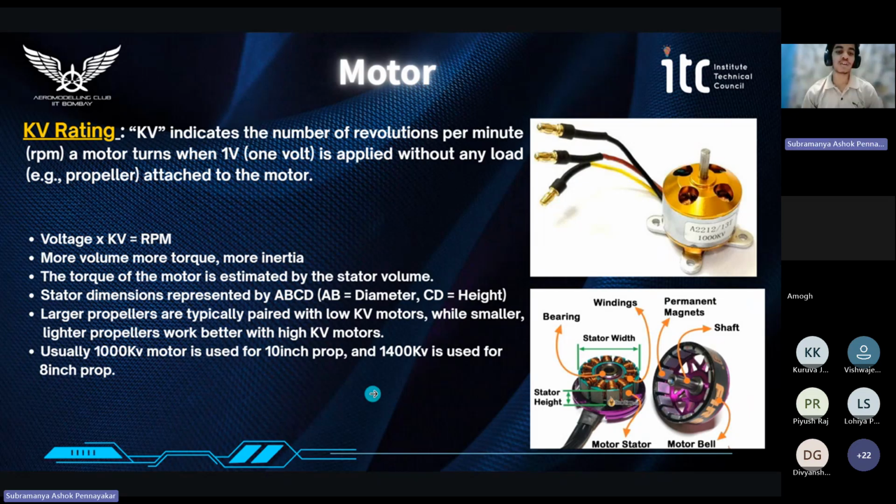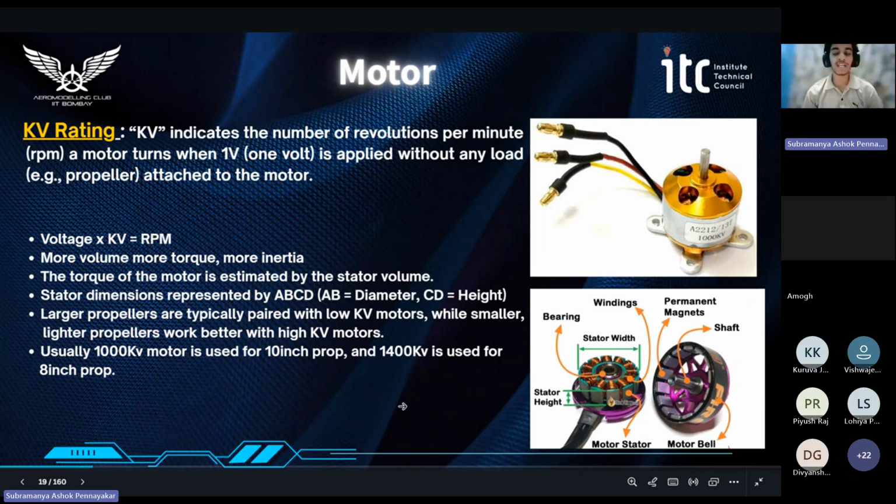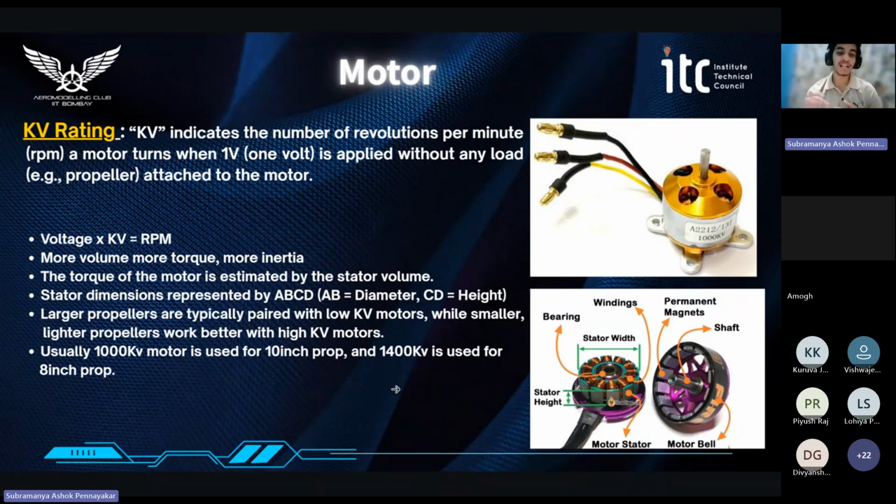And the torque of the motor is estimated by the stator volume, and the dimensions of the stator are represented by ABCD, where AB is diameter and CD equals height. This point is to be noted, guys. Larger propellers are typically paired with low KV motors, while smaller, lighter propellers work better with high KV motors.